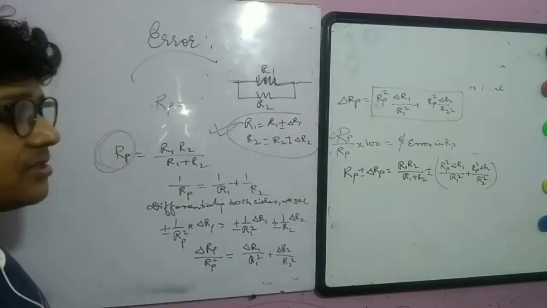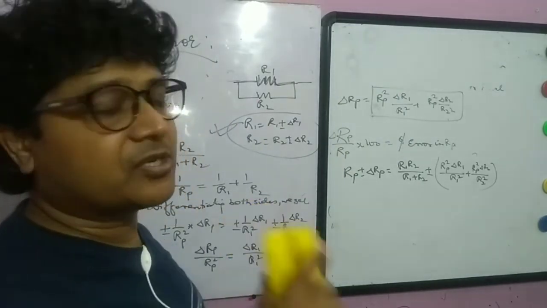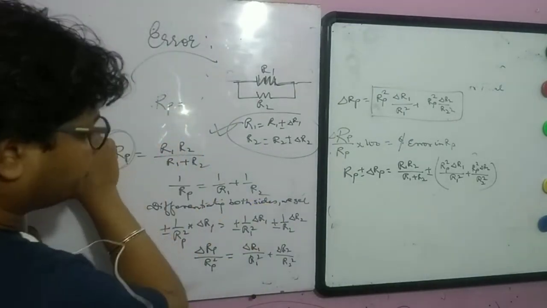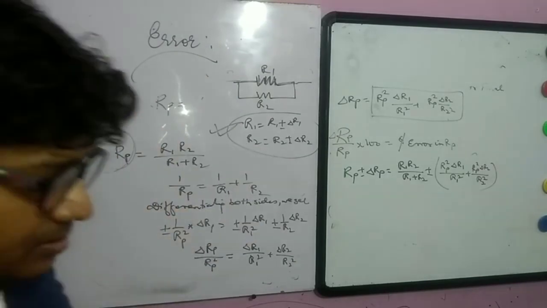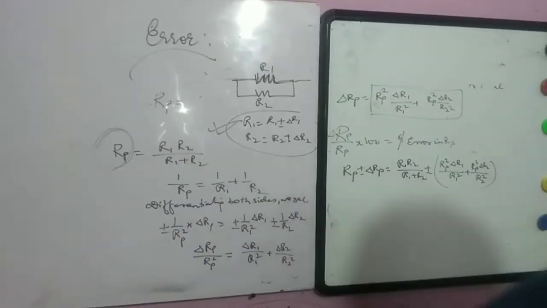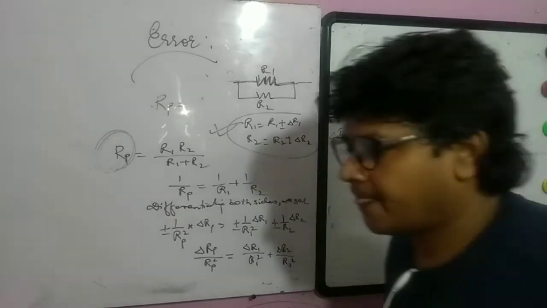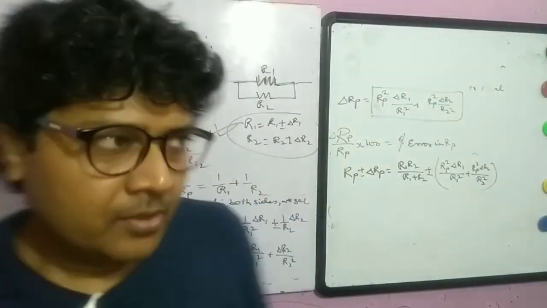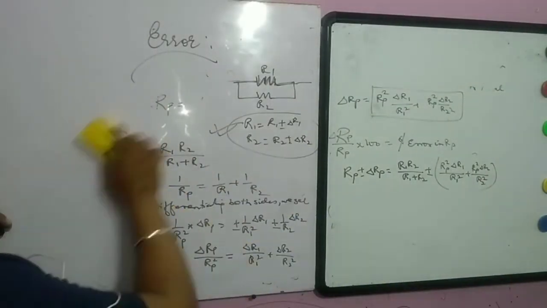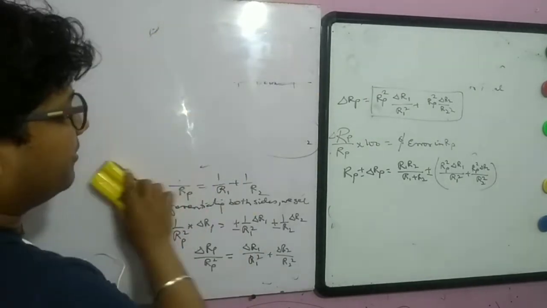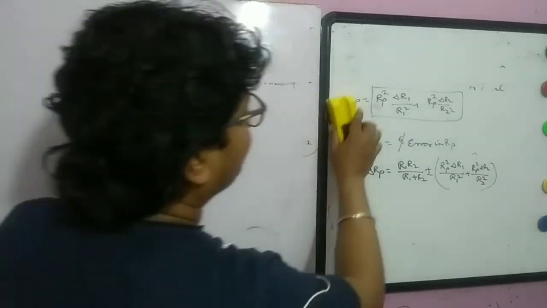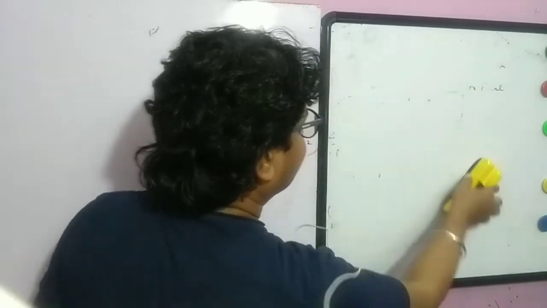Now the equation comes for multiplication. I am just rubbing the board. Is the board clear? You can see it. Yes, it's very clear. So this is the error. We multiply by 100, so you will get the percentage error.